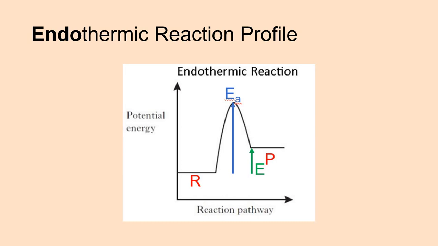And again, here is the reaction profile diagram for one of these reactions. As you can see, the reactants are lower in energy than the products, and this time we have a positive energy change. The green arrow is pointing up. But still, we have this blue activation energy, which we will discuss now.